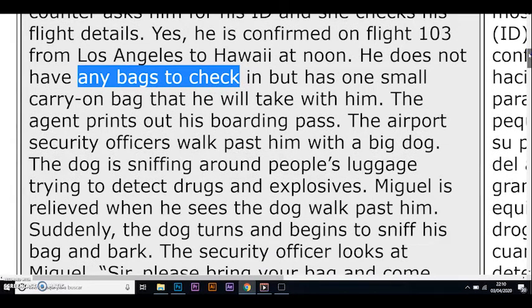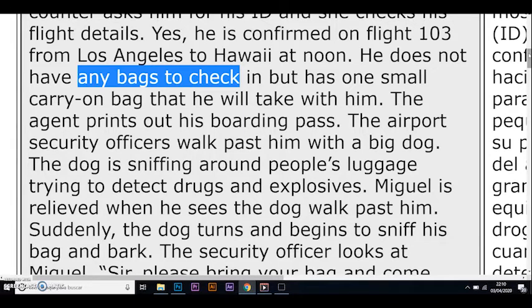The agent prints out his boarding pass. Do you remember when you travel with the boarding pass? The boarding pass is a little ticket that you use to open the doors, to show to the people, and to show your flight details. When you have the boarding pass inside the airport, it's the way that all the people can check your information in an easy way, only by looking at the boarding pass. That's why we print the boarding pass at the airport, okay?